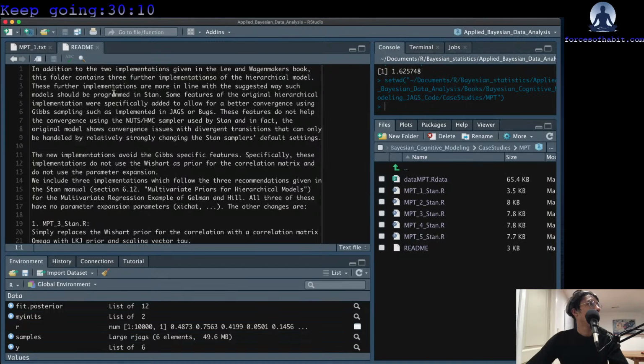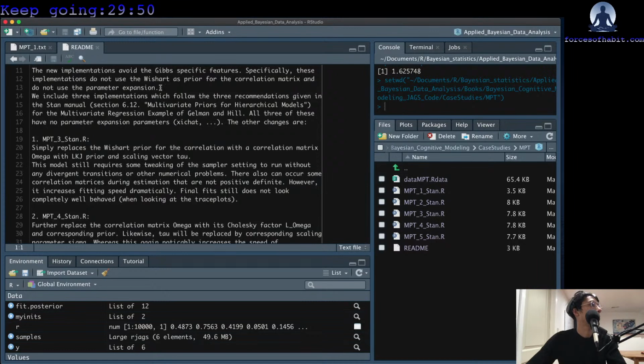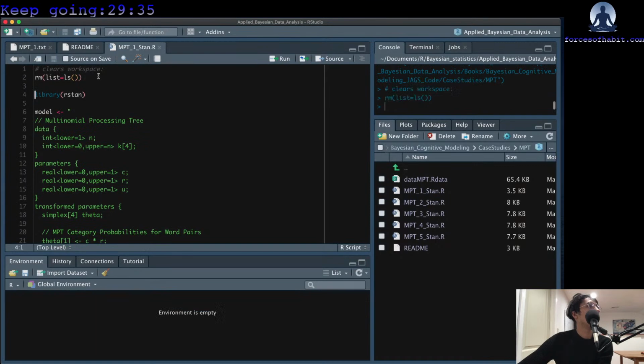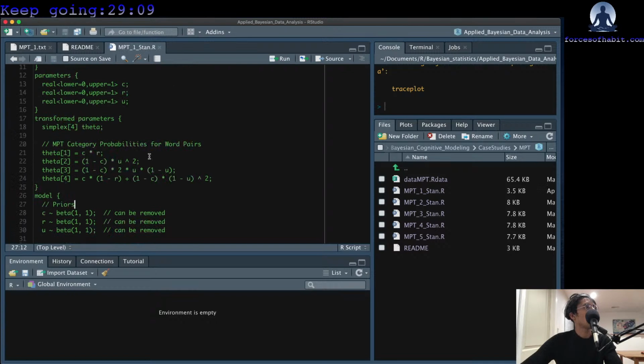In addition to the implementations in the book, this tells me what these two are. This one is going to do it the way the book does it. I know those are old school, so I'm just going to change them now. So for the data, it's going to be n, lower bound 1.